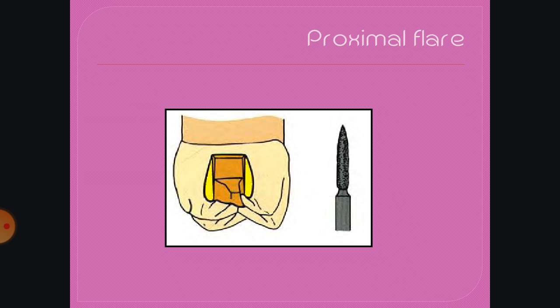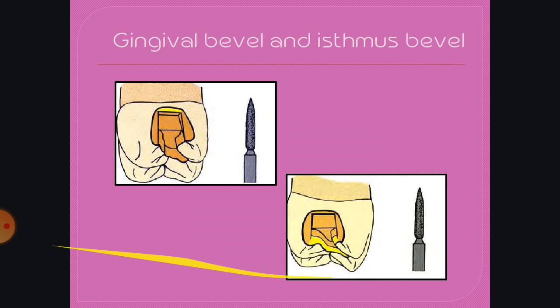So after the preparation of the proximal flare with the help of the diamond, you need to finish that. For finishing the proximal flare, you can use the burr.